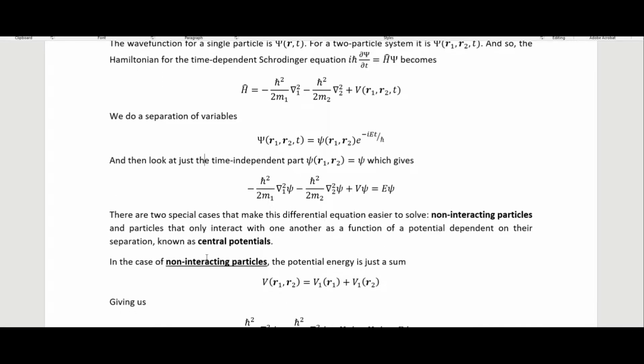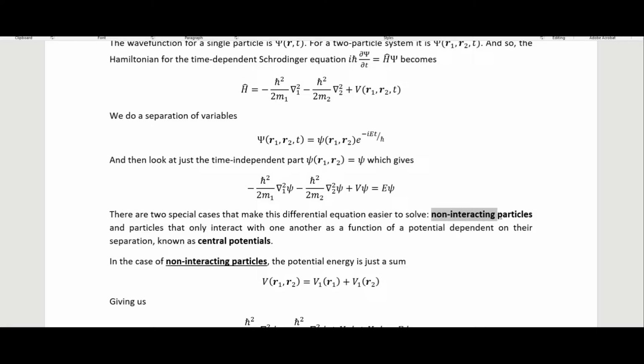If we look at just the time-independent part, then we have this. This is the kinetic part for the first particle and the kinetic part for the second particle. We can look at two special cases here because this is going to be a very difficult differential equation to try to solve. And like with a lot of things in science, we're going to make some approximations.